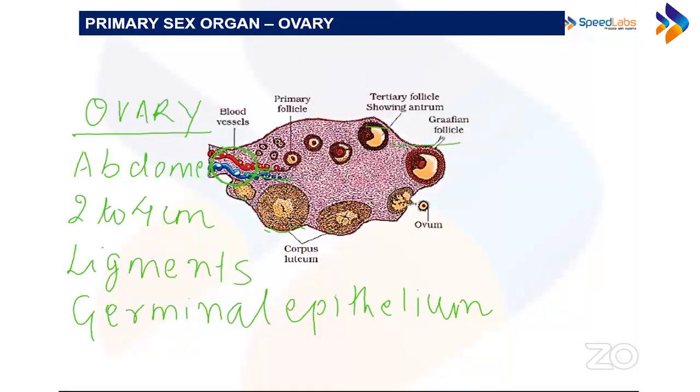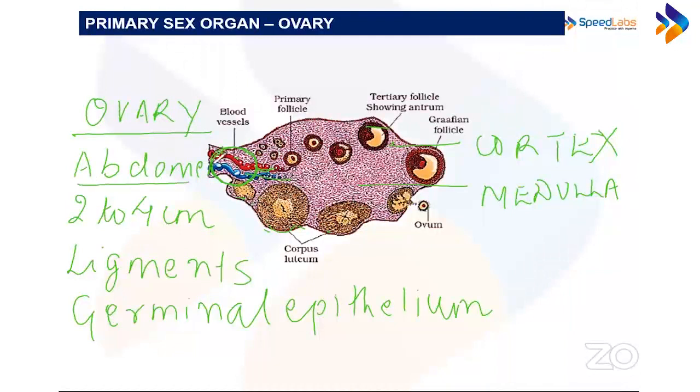Outer region is cortex, जहाँ पे you can see different follicles. ये जो cortex है ना, cortex में different follicles हैं, and the inner one is medulla. Okay. So once again, I am repeating, this is a section through the ovary, and ovary की location है abdomen में.